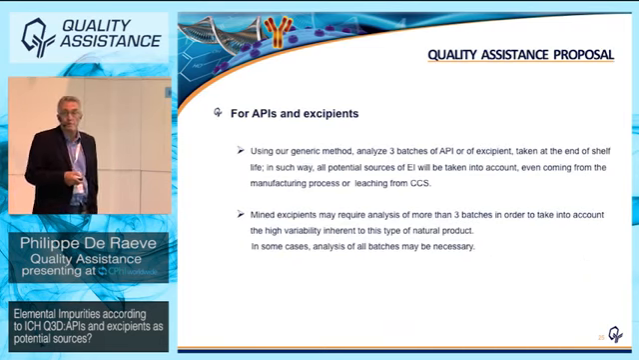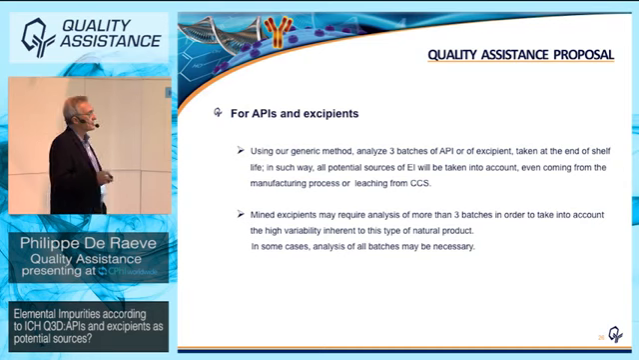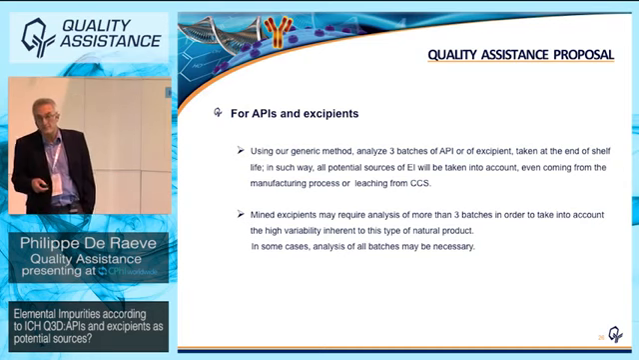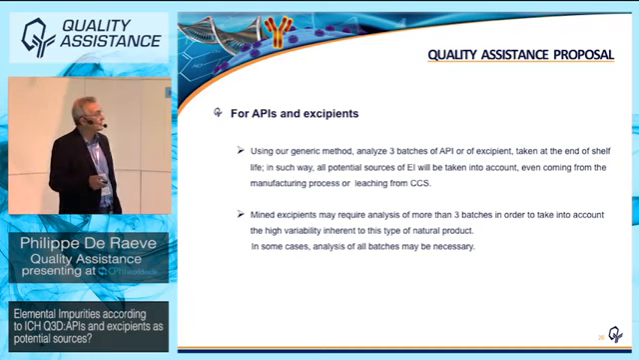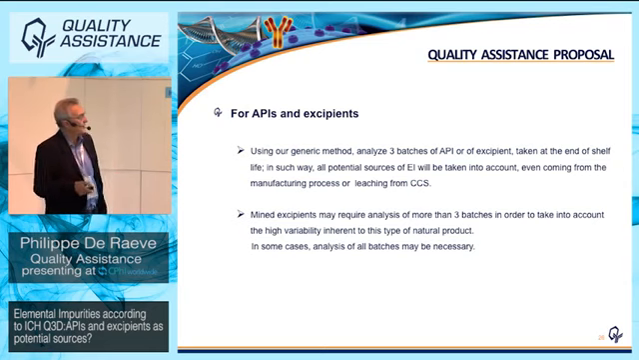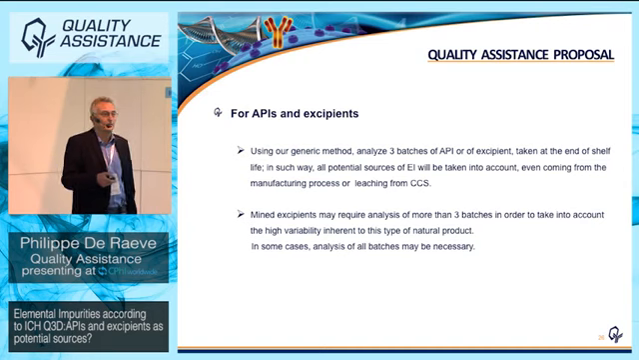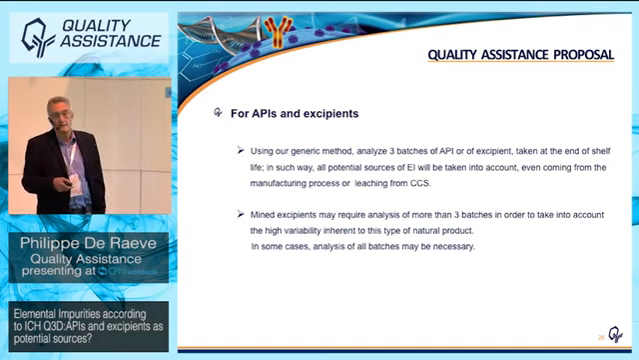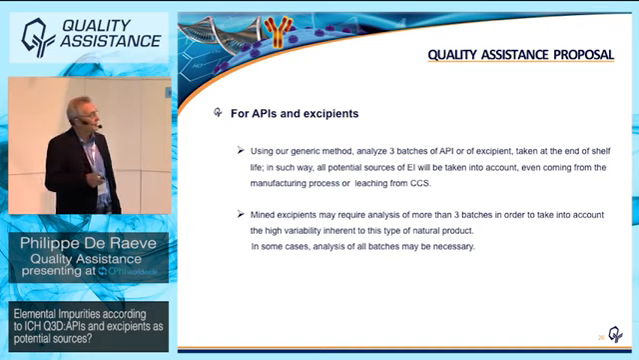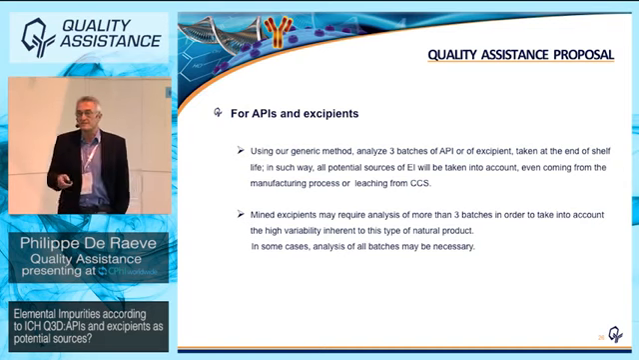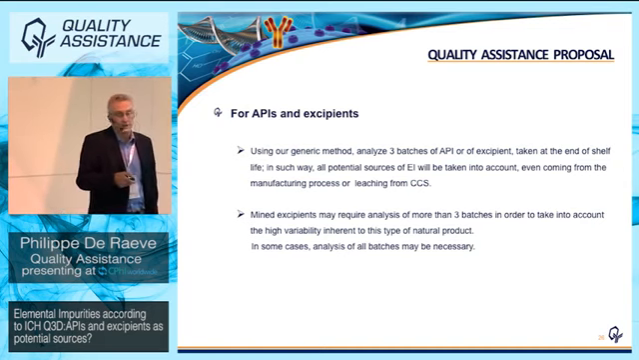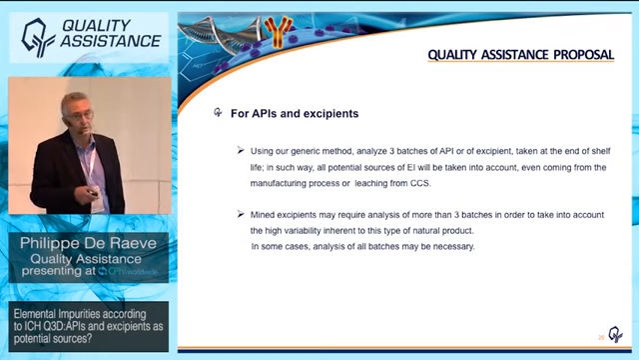Here is our proposition. For an API or an excipient, using the generic method, we suggest to analyze 3 batches of the API or excipient taken at the end of the shelf life. In such a way, all potential sources of elemental impurities will be taken into account, even coming from the manufacturing process or from leaching from the container closure system.